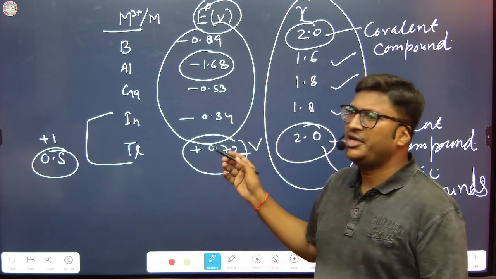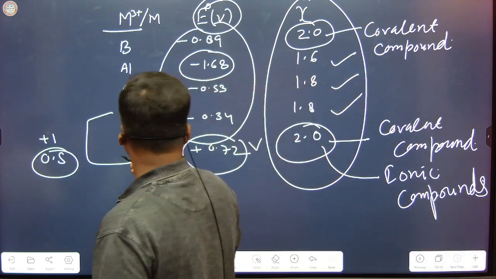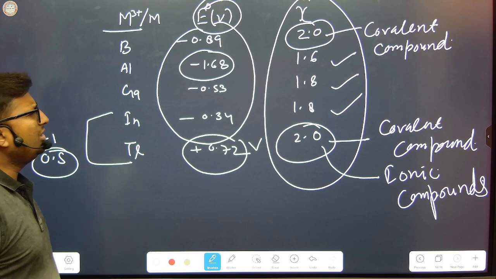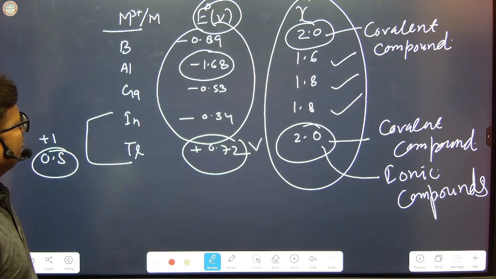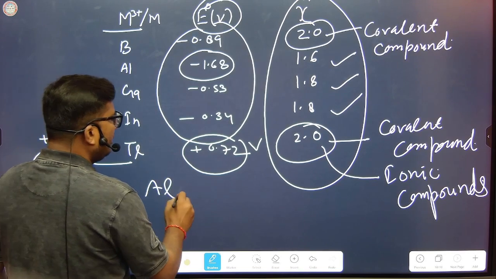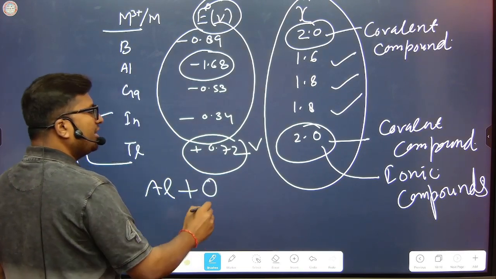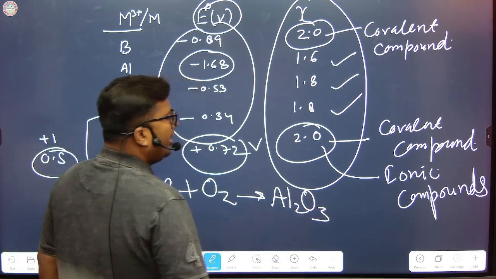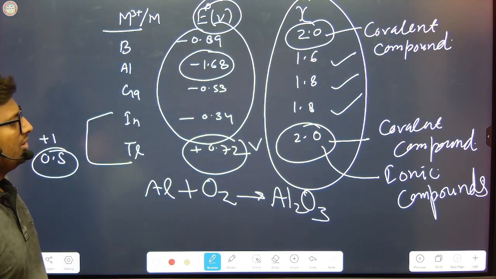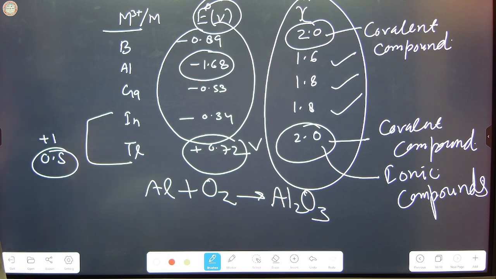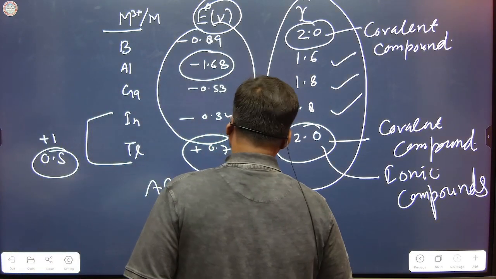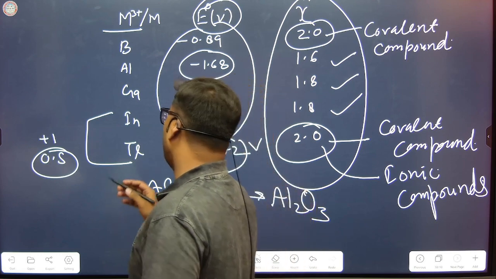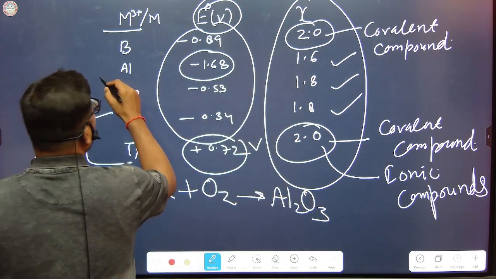So it has a very large negative standard reduction potential, and this confirms that it has a larger reactivity compared to the other elements. That is why aluminum actually reacts with oxygen at room temperature to form aluminum oxide, that is Al2O3. And the surface of the aluminum is actually passivated with a layer of aluminum oxide. So it shows that aluminum is highly reactive because of the negative standard reduction potential.